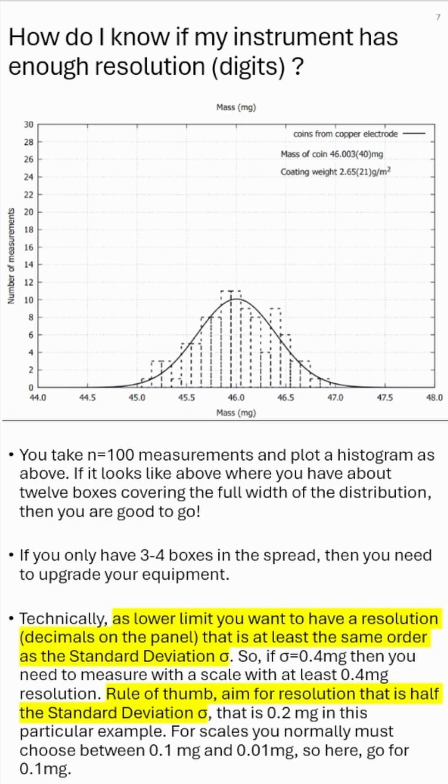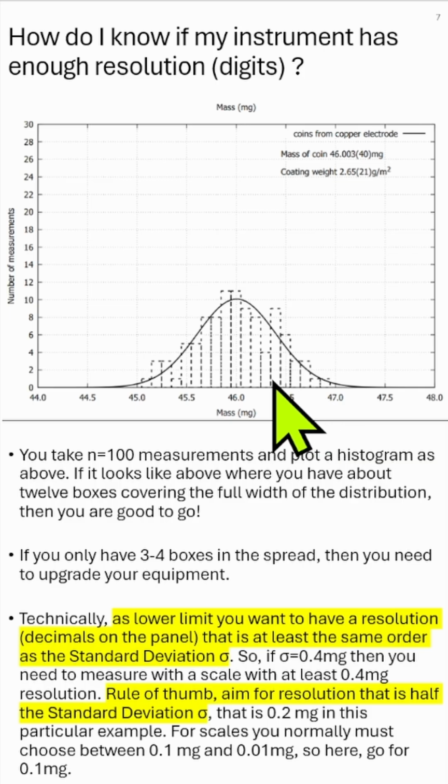So how do I know if my instrument has enough resolution or digits on the display? We work with scales in this presentation, but this is a general thing and goes for all equipment. What we have here on the presentation is a histogram, as it is called. A histogram is where you collect your measurements into boxes. The height of a box is the number of measurements within that box, and on the X axis we have the physical quantity that we're actually measuring. For the scale, it is mass, so we have mass in milligrams here.